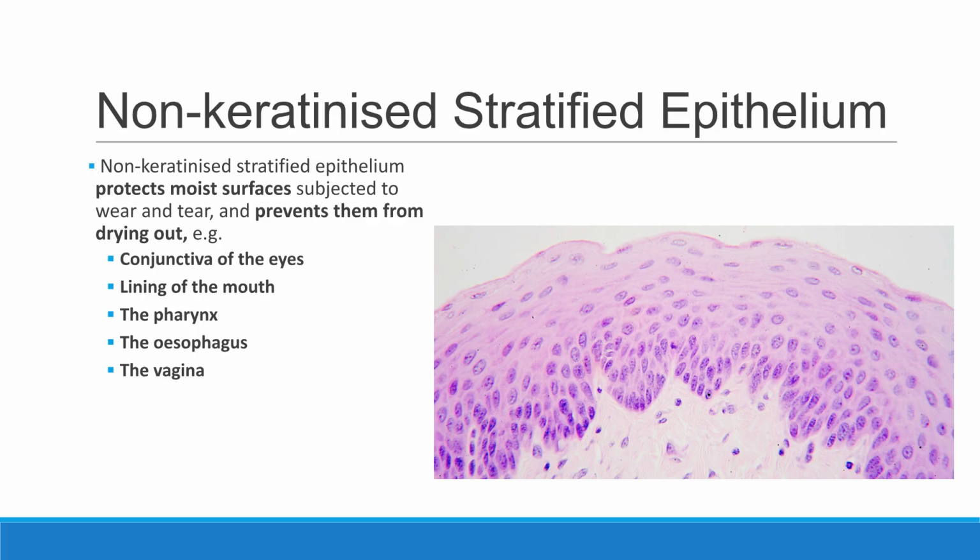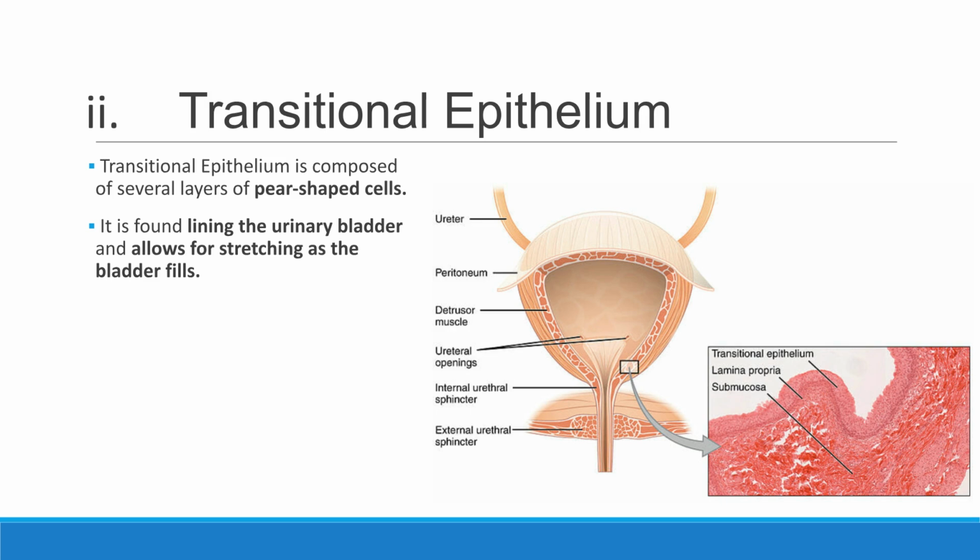Non-keratinized stratified epithelium protects moist surfaces subjected to wear and tear, preventing them from drying out. Examples include the lining of the mouth, pharynx, esophagus, vagina, and conjunctiva of the eyes. Transitional epithelium is composed of several layers of pear-shaped cells. It lines the urinary bladder, allowing it to stretch as it fills.